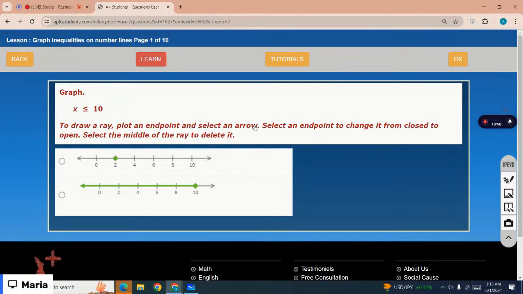X is less than or equal to 10 means the solution is any number that is less than 10 and also equal to 10, right? So which is the correct option? 10 is also included. So that means you have to start with 10 and point on the left hand side, because you need to see all the smaller numbers. And on 10 you have a filled in circle because 10 is also the solution of the inequality. Got it? Option number 2 is the correct option.